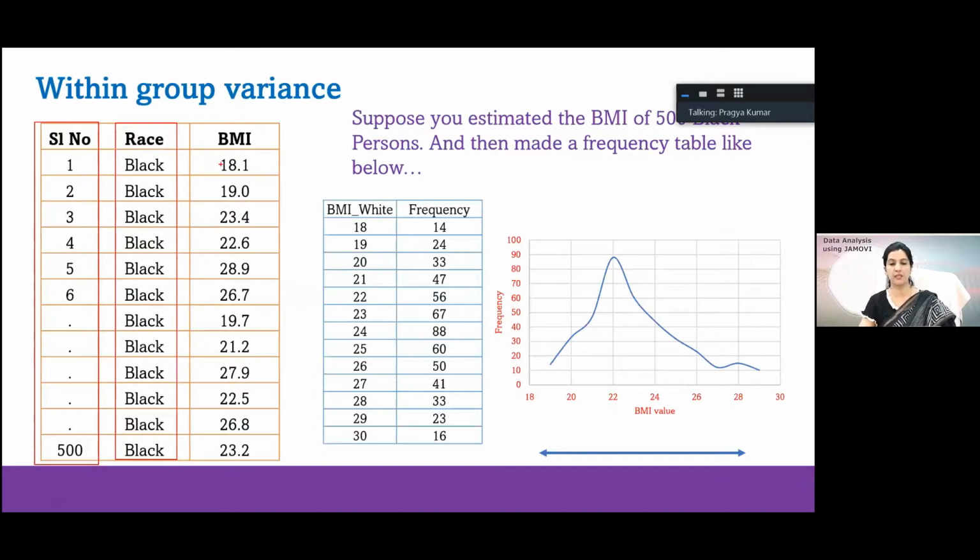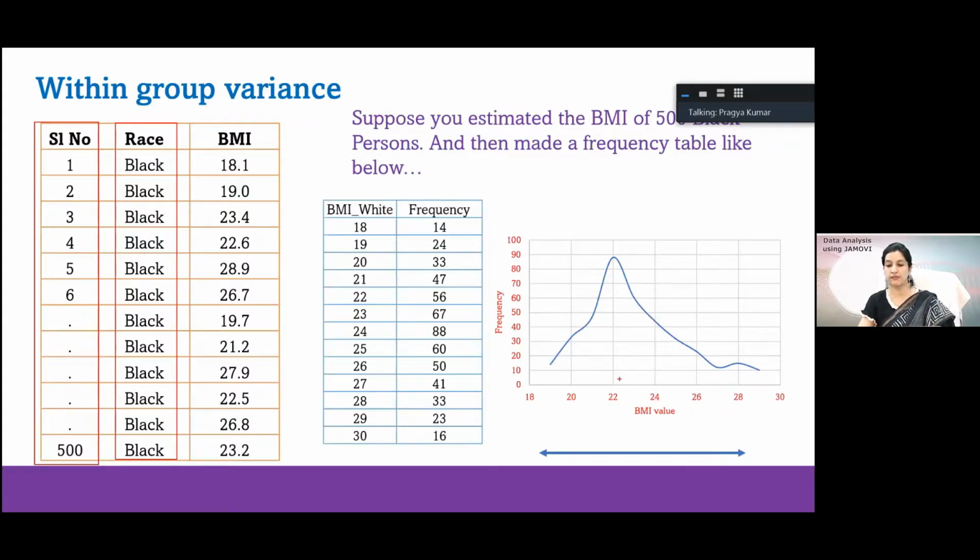And this is the BMI. So you can see the range, various BMIs are there, starting from 18.1. Similarly, you have taken white individuals also, and you have calculated. So this is the frequency. So you have got a graph like this. You have made the frequency table like this, and in this graph, this is the BMI of black. It is not the white one. Sorry, this is black here.